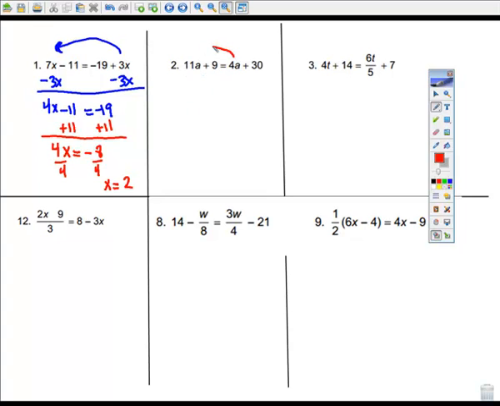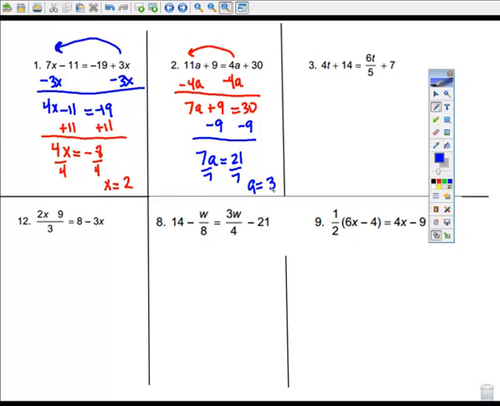So here I will go ahead and bring the 4a over. It's a positive, so I will subtract it. 11a minus 4a is 7a. Bring down the plus 9 equals 30. Again, it's just a two-step equation. This is plus 9, so I'll subtract it, or you can say it's a positive 9, so I put a negative 9, either way. 7a then equals 21. Divide both sides by 7, and a equals 3.